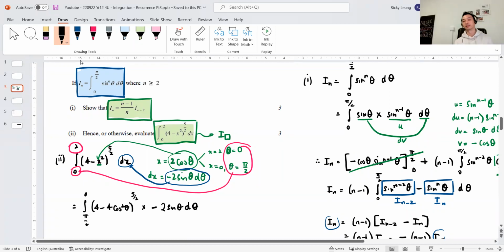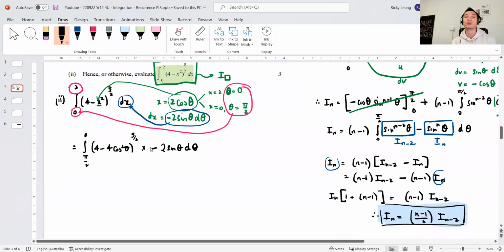Now that looks complicated, right? It looks a bit intense, but that's the whole point of doing these questions. So I want to show you some intensity here. Look how nicely it cleans up. So the 4 factorizes out.